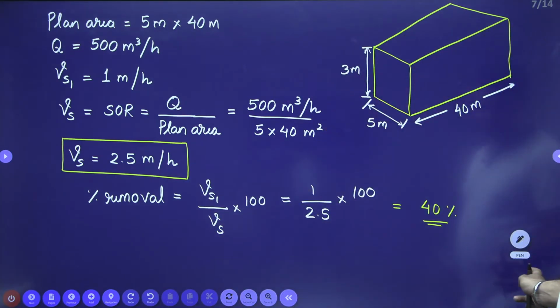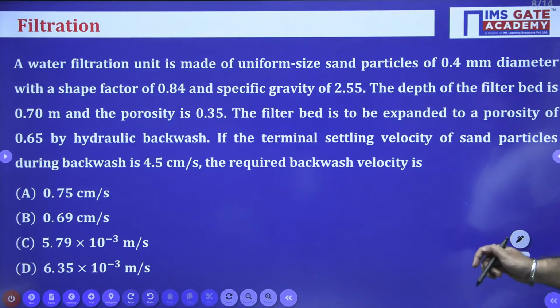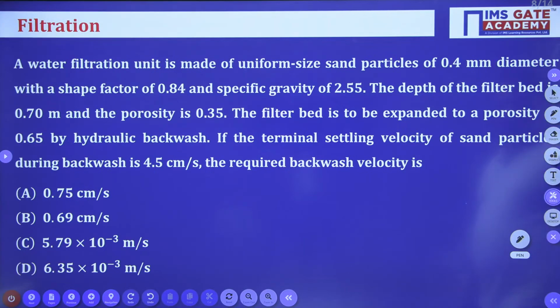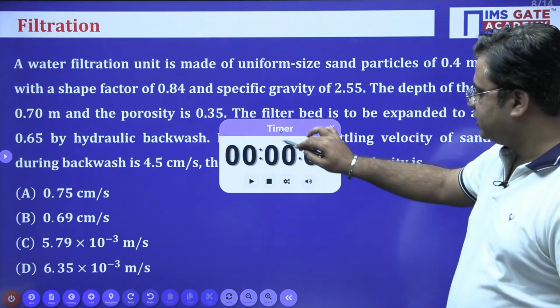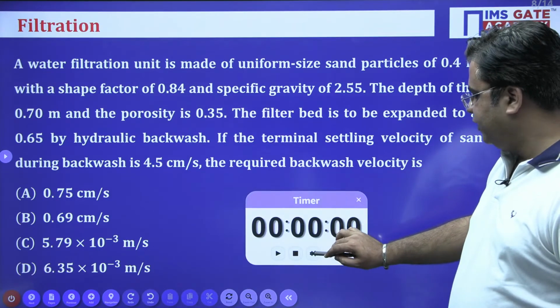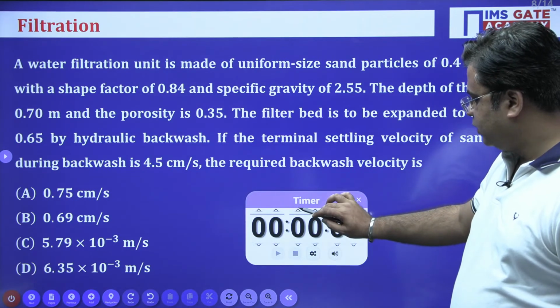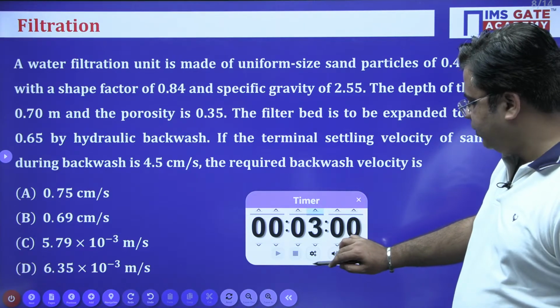Chalo, moving on with the next question. This is the question from filtration. Again, I'll keep a timer. This time I'll keep a timer for 3 minutes. You try this. It's a very, very important type of question.